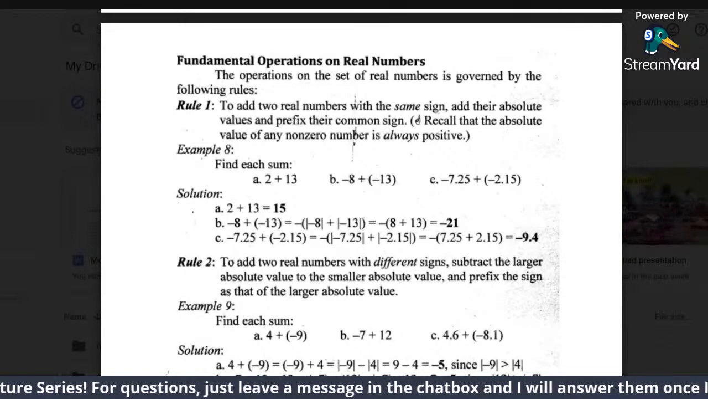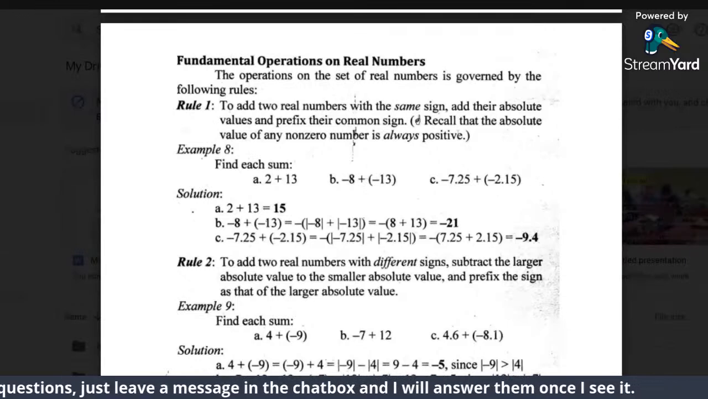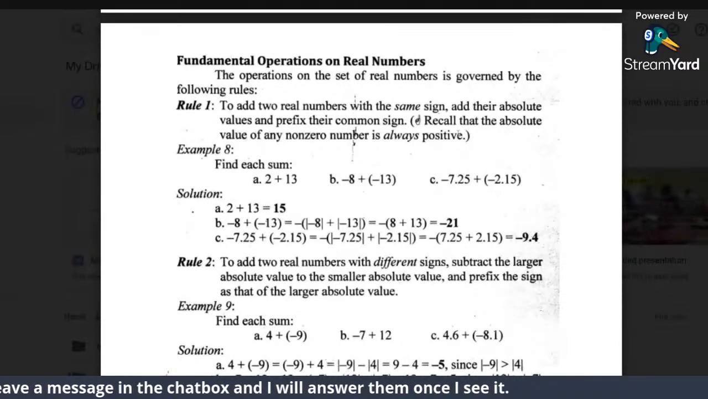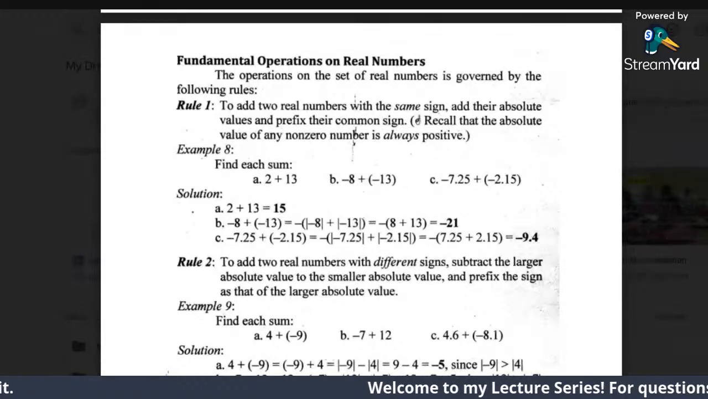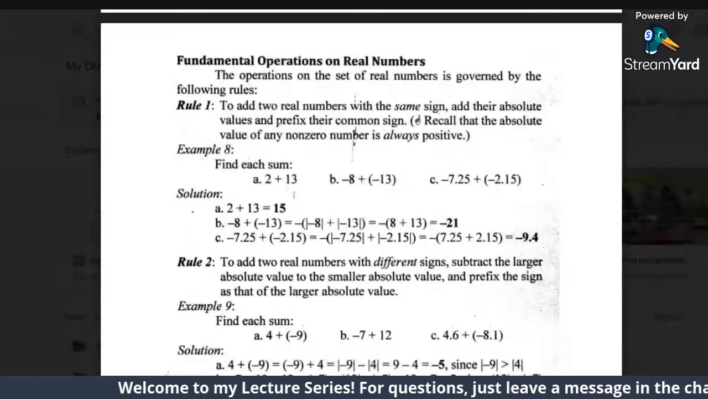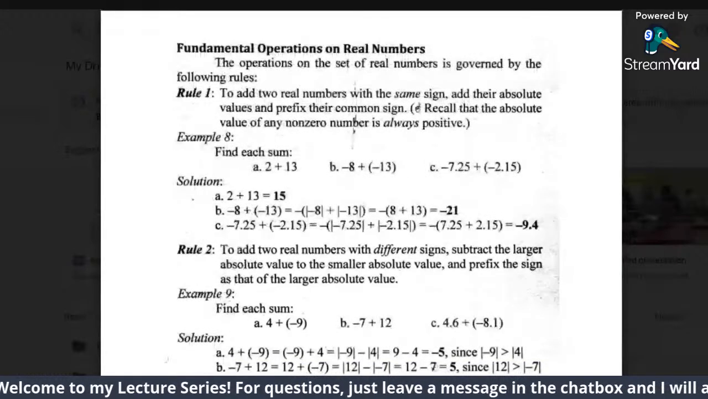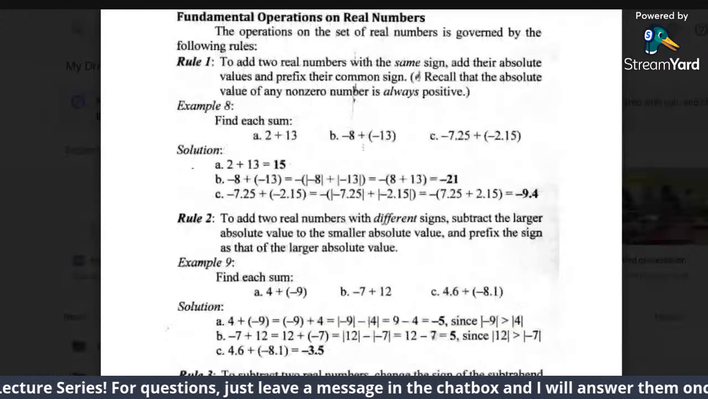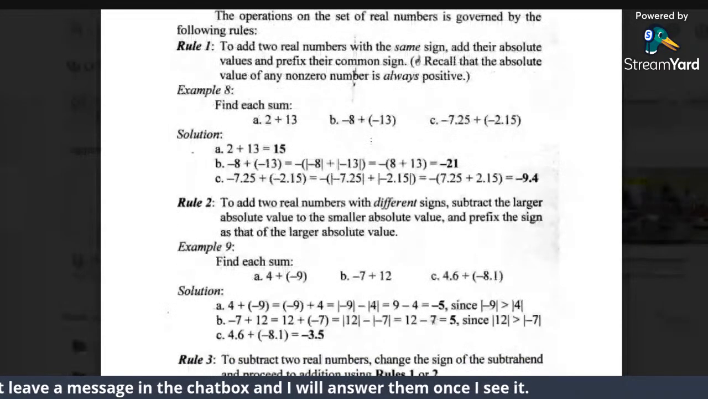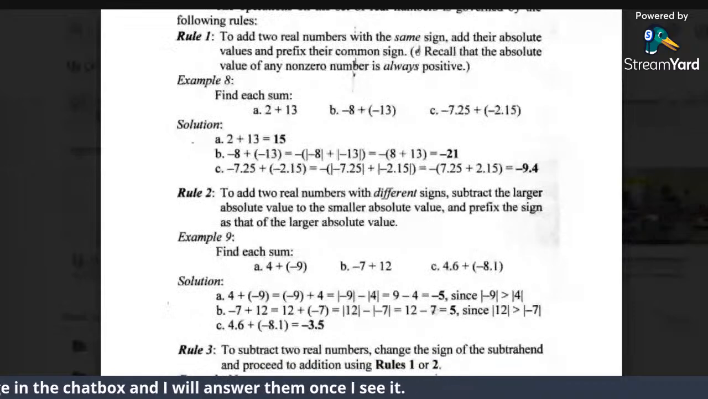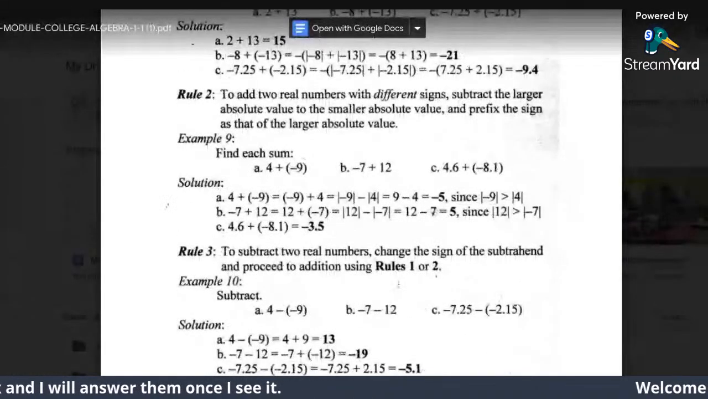Okay, the operations on the set of real numbers are governed by the following rules. These are basic, of course, but let's just read them. To add two real numbers with the same sign, add their absolute values, and prefix their common sign. Like here, 2 plus 3 is 5, that's positive. And negative 8 plus negative 13, you just add 8 plus 13, 21. Then you use the sign which is negative. So that's negative 21.